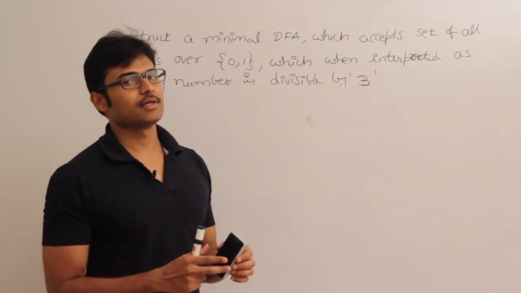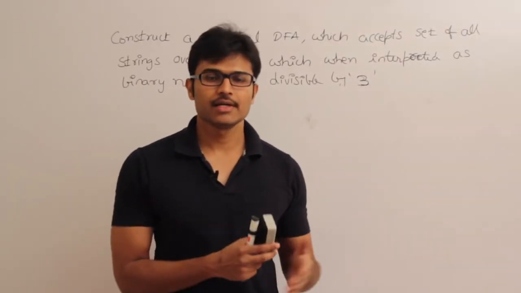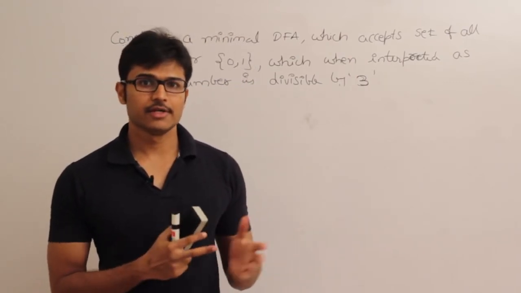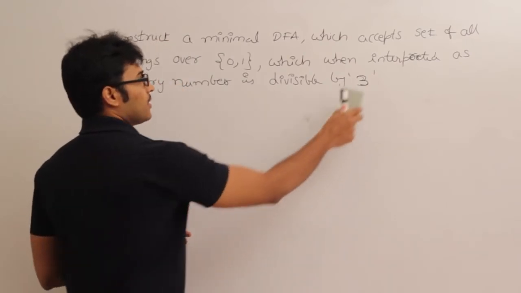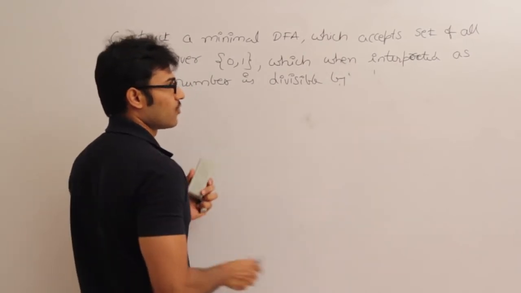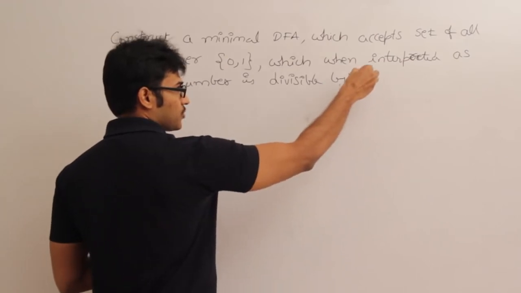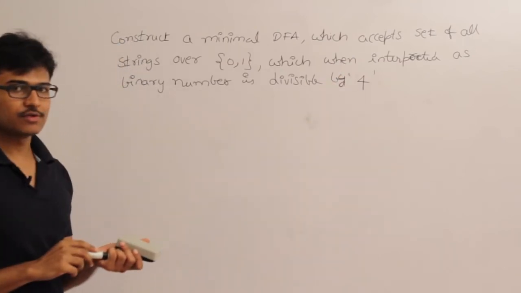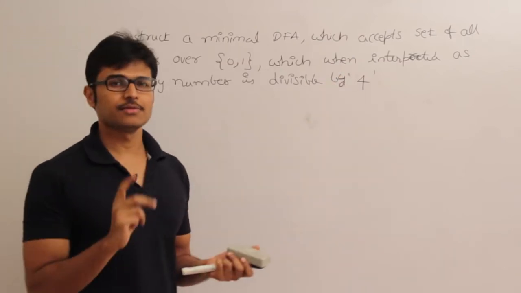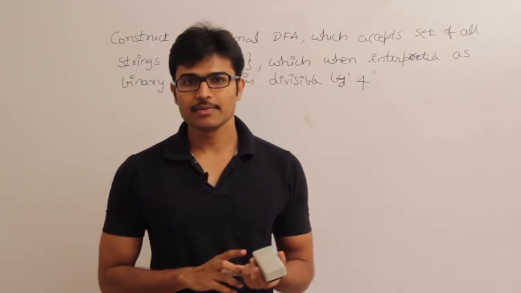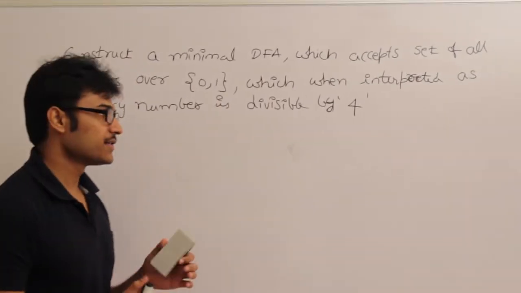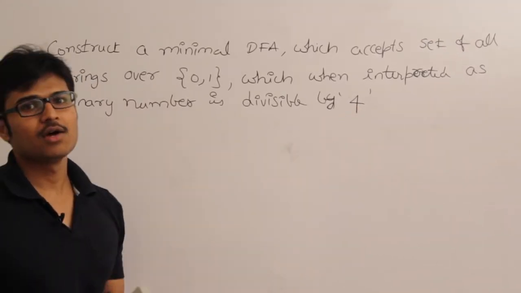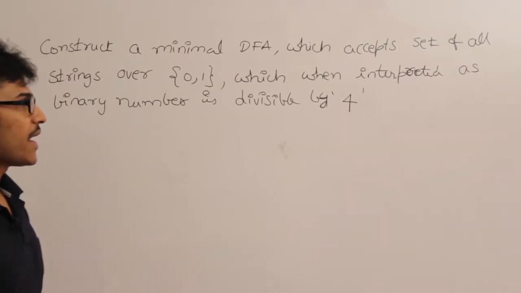Now let us extend the previous problem a bit. We have seen binary numbers which have to be divisible by 3. Now I can even say 4: the number has to be divisible by 4. We have already seen that if the problem is about divisible by 3, we have 3 states. If the problem is about divisible by 2, we have 2 states. If the problem is divisible by n, we have n states. In this particular case, the problem is divisible by 4. Therefore, I think we should have 4 states.